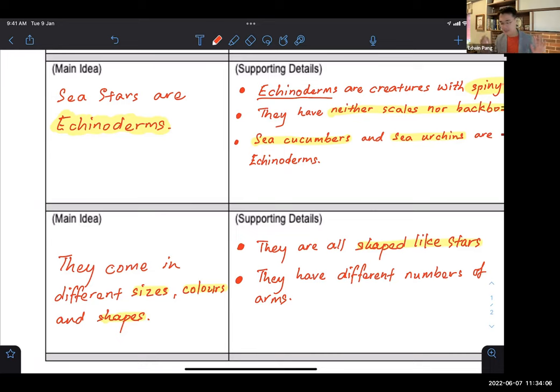Okay. So I think we're good. These 2 points are good enough. You don't always need to have three. Two supporting details are good enough.